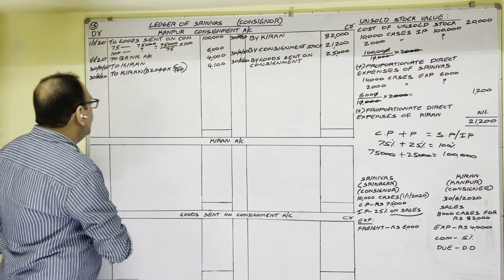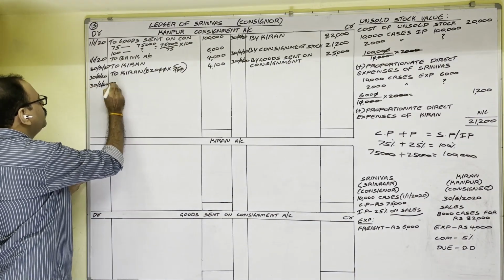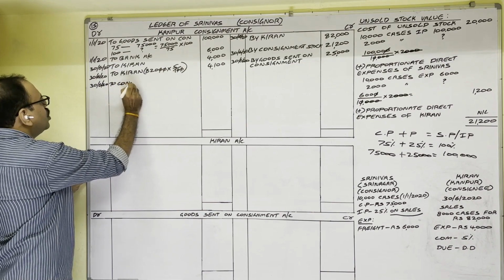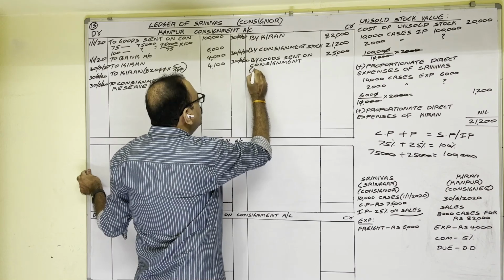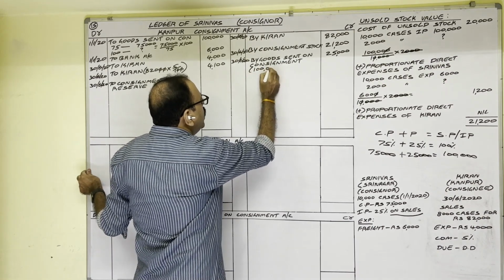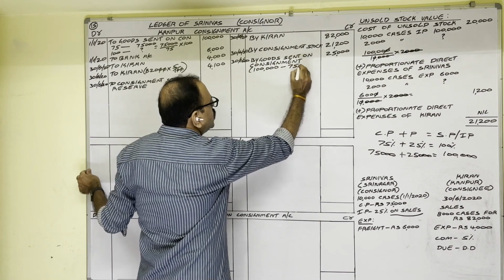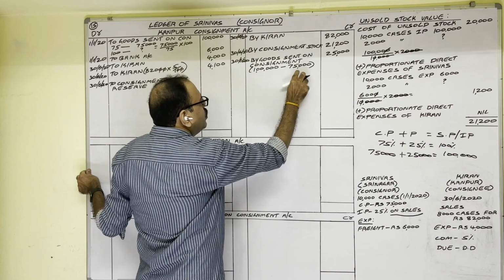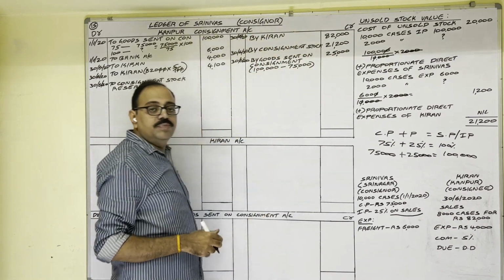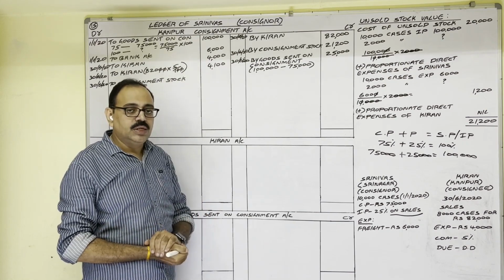Date is last date, 30 June. 2. Consignment stock reserve. How did this 25,000 come? In brackets you show. Total goods invoice price is 1 lakh. Total goods cost price is 75,000. So 1 lakh minus 75,000 is 25,000. Total goods invoice price minus total goods cost price.